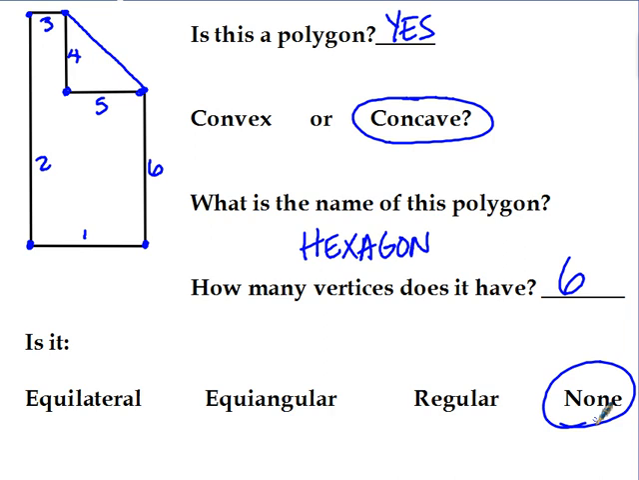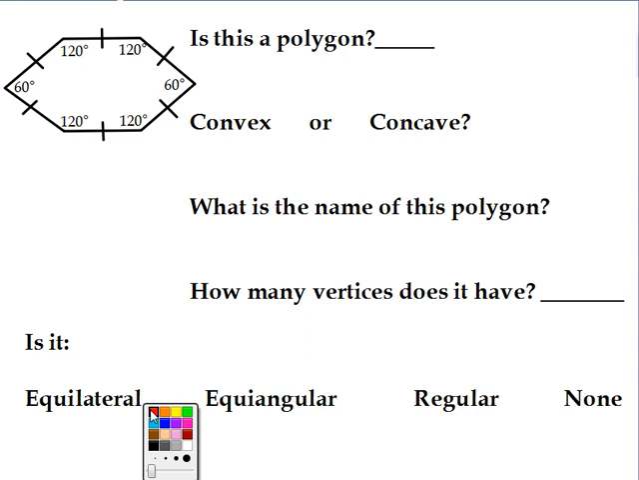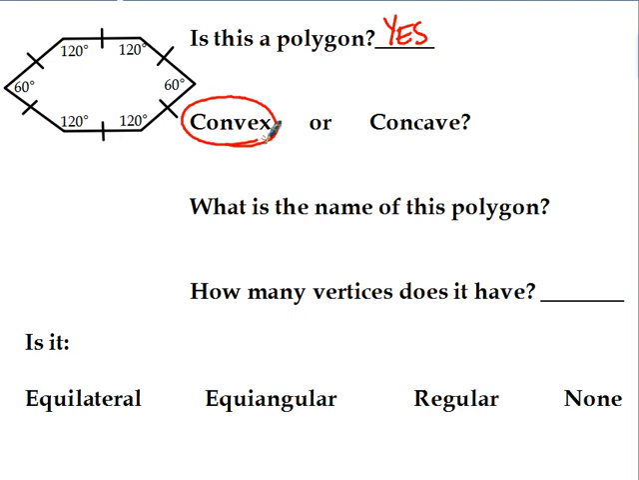Our next example here, is it a polygon? Yes, it is. Is it convex or concave? This one's convex. I could connect any set of vertices I want. These are all going to be on the inside of the figure. Nothing is going to be on the outside.